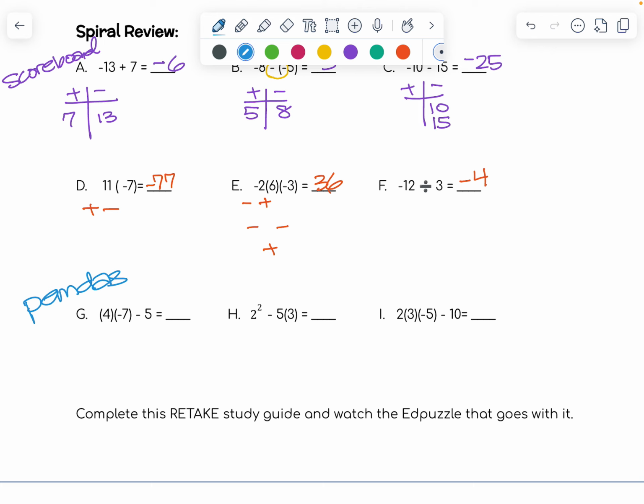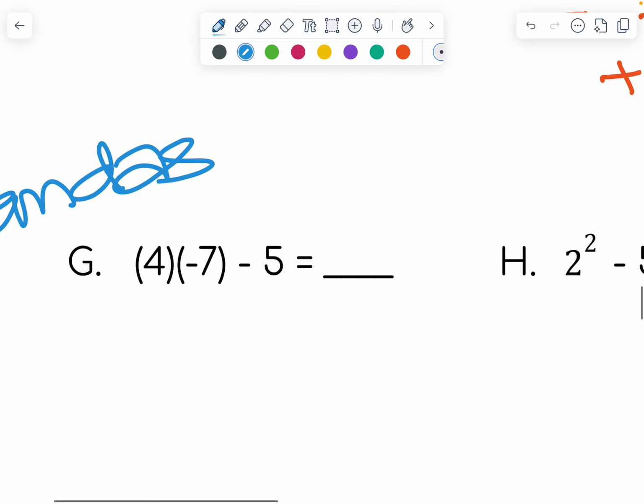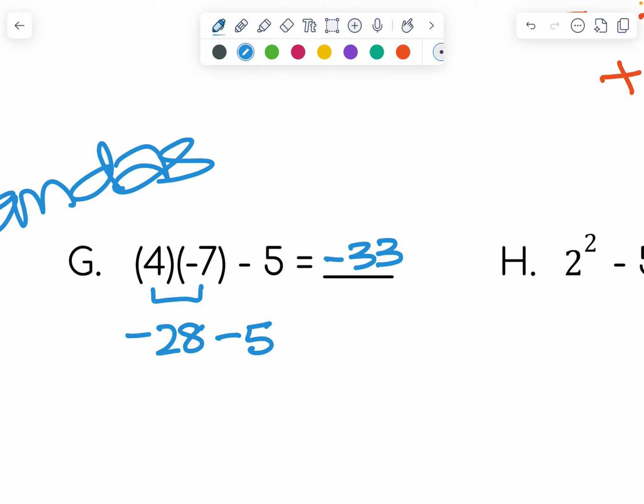Let's take a look at G. All right, these are multiplying. Doesn't multiplication come before subtraction? That's a minus 5. If this had been in parentheses, see there's nothing in between them, a parenthesis would be multiplying, but there are no parentheses, so here we go. Negative 28 minus 5. Put that in a scoreboard. You have 28 negatives, 5 more negatives for a total of 33 negatives.